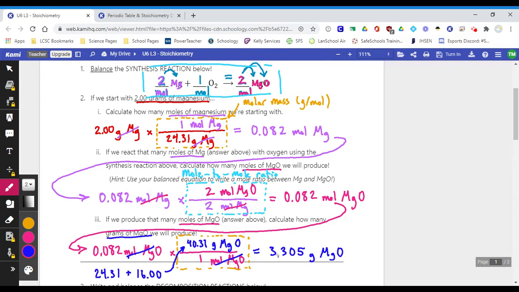So theoretically, we should have gotten this much. We're predicting we should get 3.305 grams of MgO. If we don't get that much, something's wrong with our experiment. We are losing stuff somewhere. Either it didn't burn completely, or we have something escaping from us. There's something going wrong. So we can use this to evaluate our experiments and make them better.